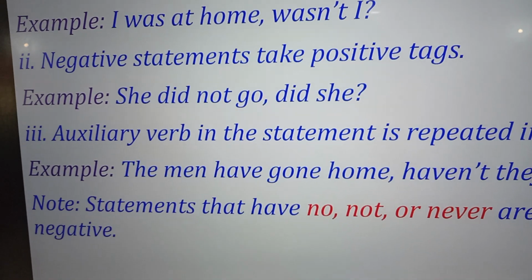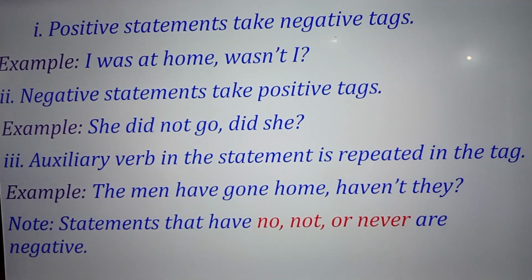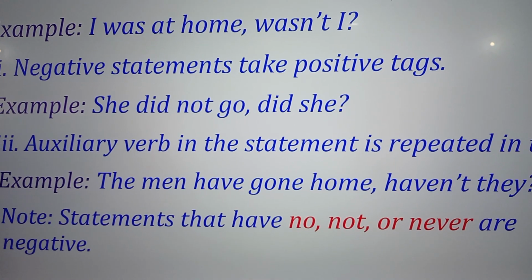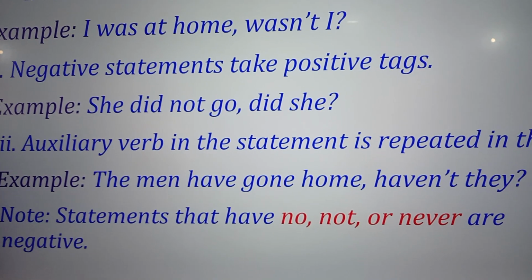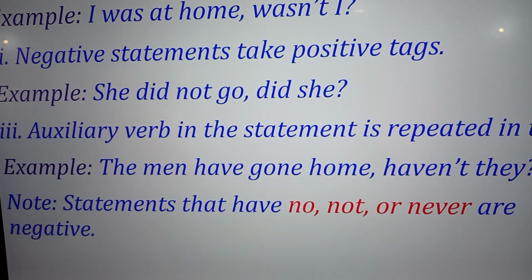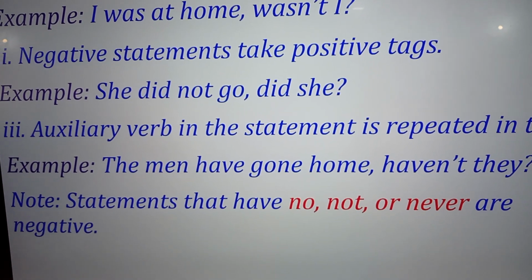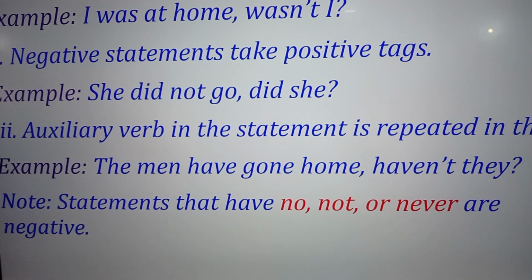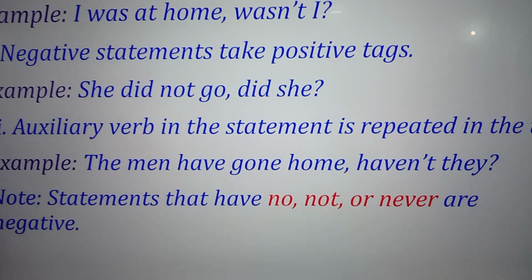She did not go, did she? Then the third rule says auxiliary verb in this statement is repeated in the tag. What are auxiliary verbs? There are verbs that do not perform real actions in a sentence. They support the main verbs to complete their actions. Examples of auxiliary verbs are be, are, were, was. There are be verbs. Then we have have, we have do. Those are the three primary auxiliary verbs. Only auxiliary verbs can be contracted in making sentences.